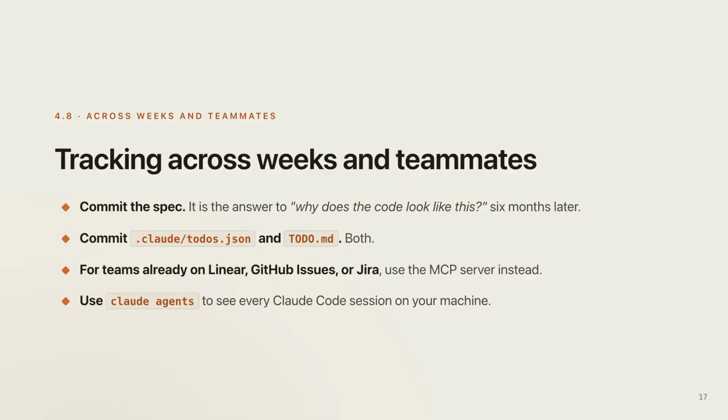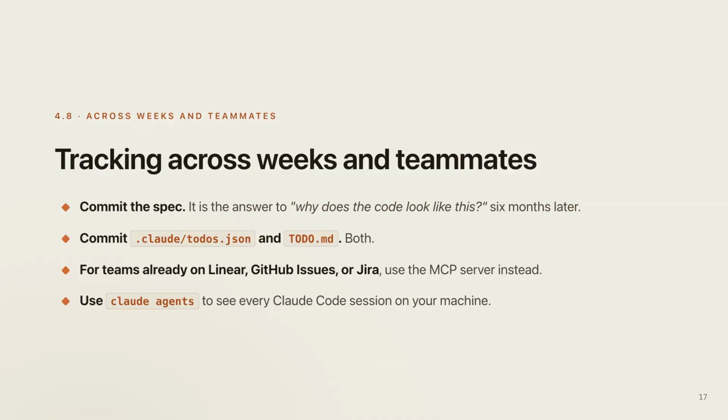6 months later. Commit both .claude/todos.json and TODO.md. With the hook wired, pull requests that touch one will touch both. If your team already lives on a tracker, Linear, GitHub Issues, or Jira, use the relevant MCP server instead of the local JSON, or both.